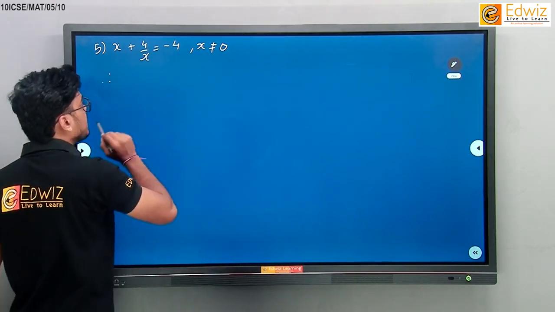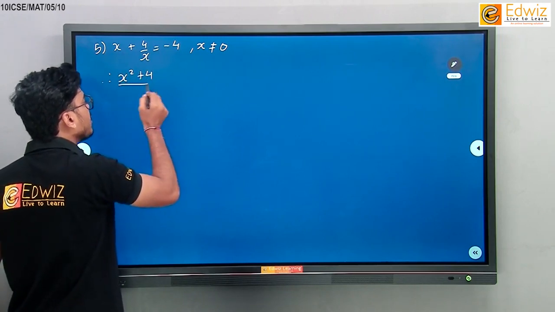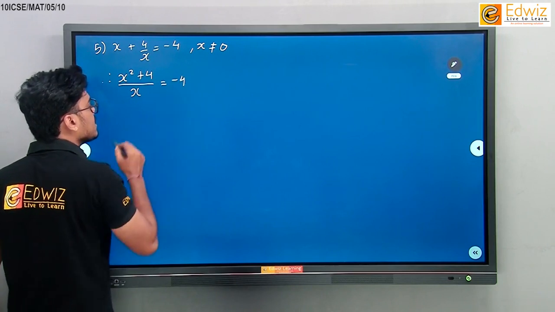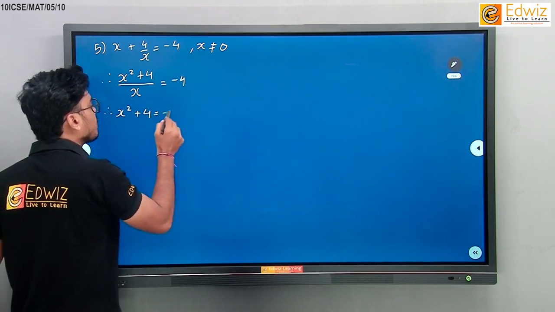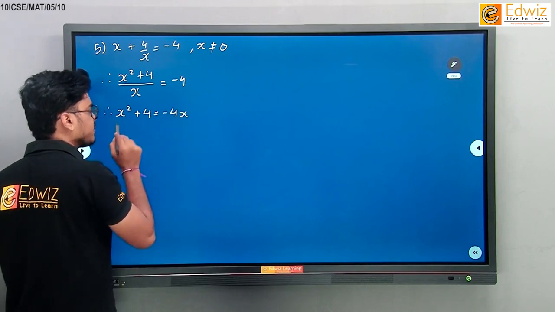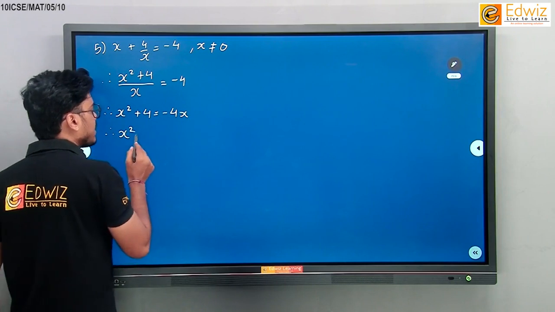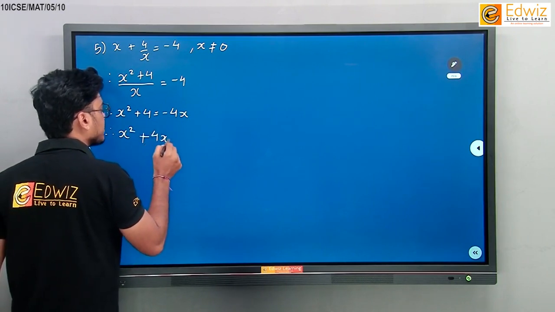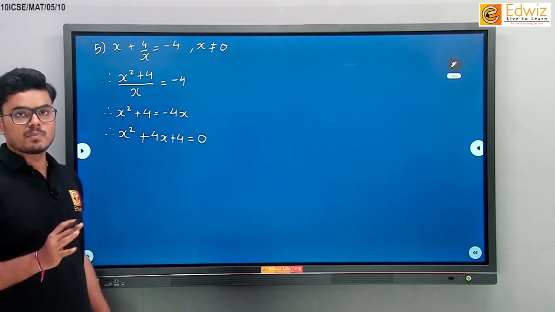Now if you cross multiply x here, it will become x square plus 4 upon x equal to minus 4. Send this x on the other side, so x square plus 4 equal to minus 4x. Minus 4x will come on the left hand side. The equation is x square plus 4x plus 4 equal to 0. It's a very simple equation.